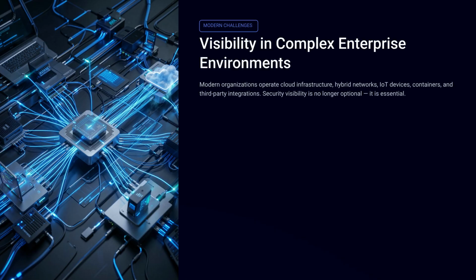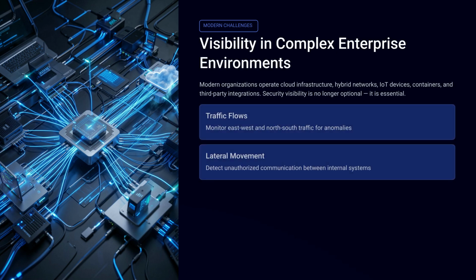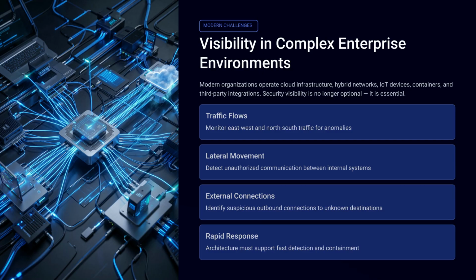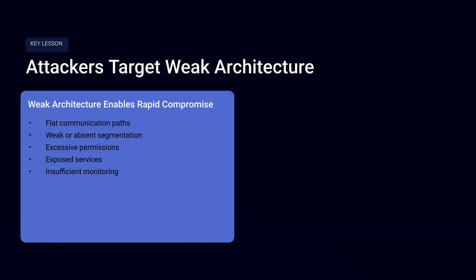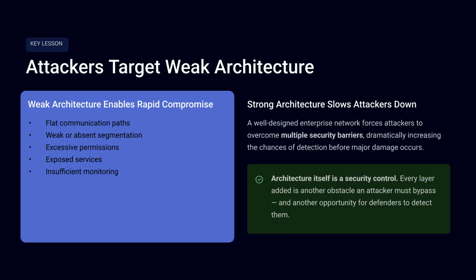Architecture must support monitoring traffic flows for anomalies, detecting lateral movement, identifying external threats, and enabling rapid response. Weak architecture with flat paths and insufficient monitoring enables rapid compromise. Conversely, strong architecture forces attackers to overcome multiple security barriers, increasing detection chances. Architecture itself is a critical security control.